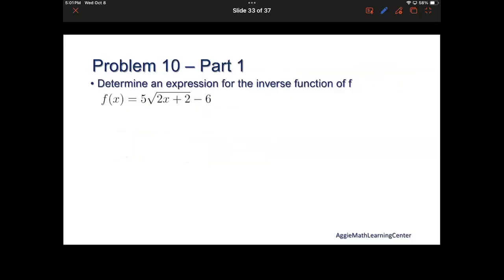I want the inverse function of f. Didn't we do this just barely? Determine an expression for the inverse function of f. Yeah, we did. Okay, we did that already. We know how to do that. We switched the x and y.